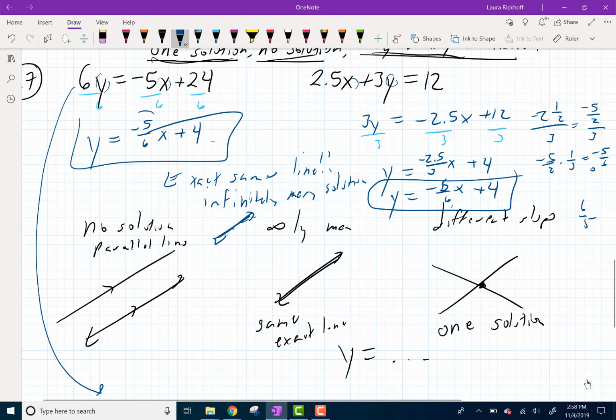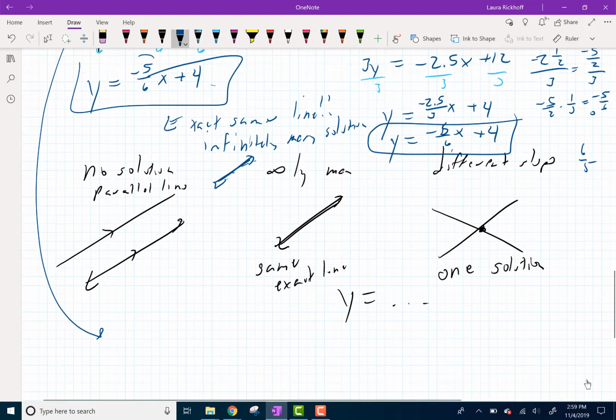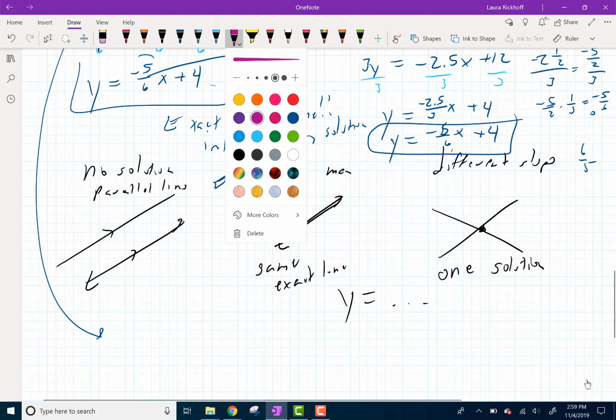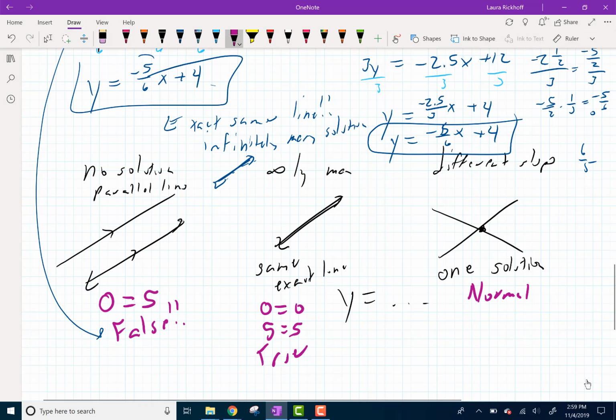If you were to just solve this the way we solved our other ones, where we isolate the x and plug one into the other, and you got a no solution answer, that's when you get weirdness at the end. You get like 0 equals 5 and the variables dropped out, and you're like, no, it doesn't. And if you got the same line, the variables drop out, but you get something that's very true. And if you get one solution, this is normal, where the variables don't drop out and you get x equals something and y equals something.